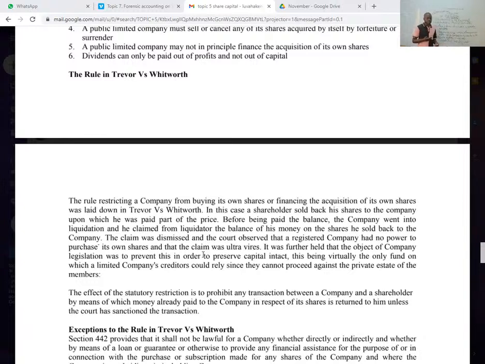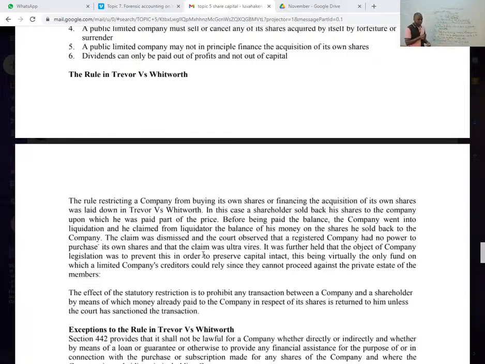It was further held that the object of the company legislation was to prevent this in order to preserve capital intact. This being virtually the only fund on which a limited company's creditors could rely, since they cannot proceed against the private estates of the members. So you can see, this is the way in which a company can maintain its share capital intact. Because if the share capital of the company is not intact, you cannot go asking the shareholders of the company to bring in their private assets. You cannot go for the private estates of the members.